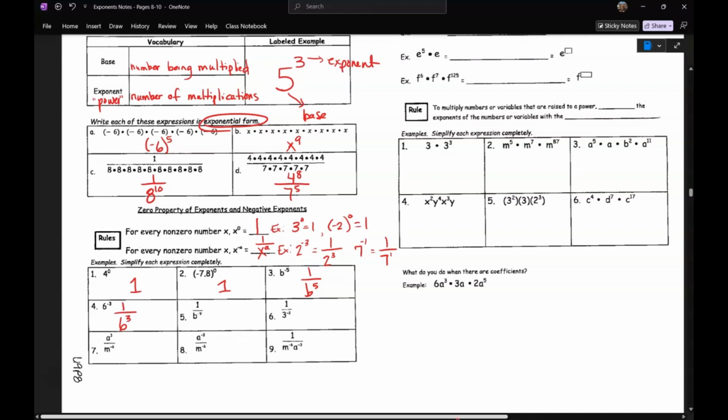our next step. Now our directions say simplify completely. So could I go any further? I could. 6 to the 3rd is 6 times 6 times 6. That is 216. So this would be 1 over 216. I couldn't do that with b to the 5th because I don't know what b is.